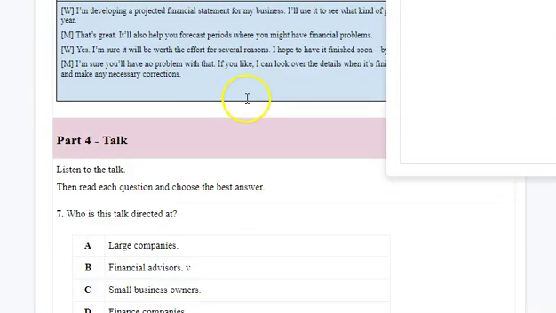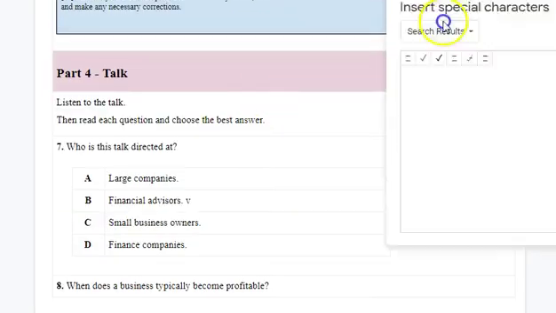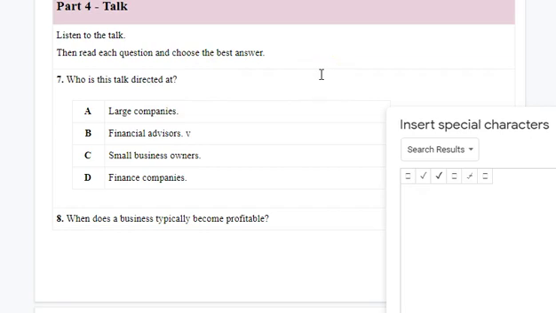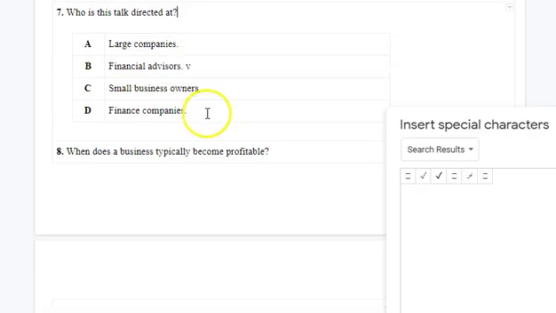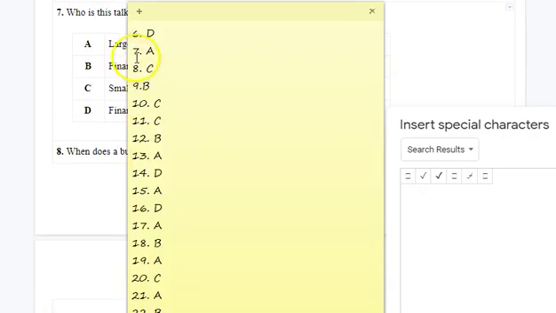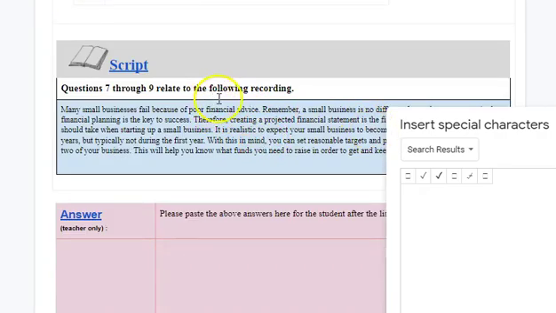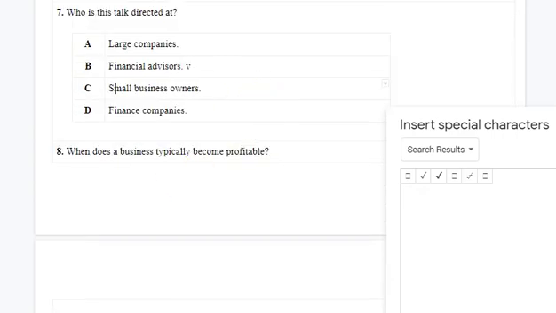So the correct answer is D. All right. So far, part four, talk. Listen to the talk, then read each question and choose the best answer. Who is this talk directed at? Financial advisors. We'll read.